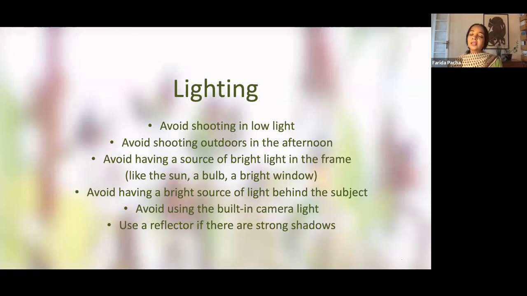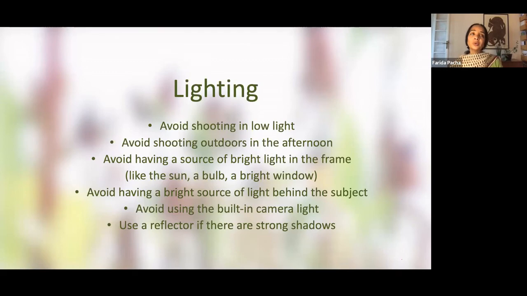The human eye is much more sensitive to light than any camera lens. So when you enter a dimly lit room, your eyes very quickly adjust to the light, and you are able to see everything. And then you think my camera will be able to see everything too, but your camera can't see everything.